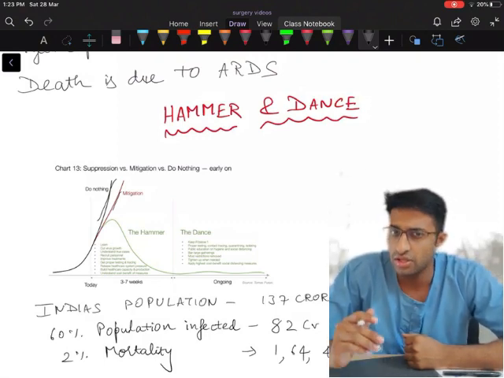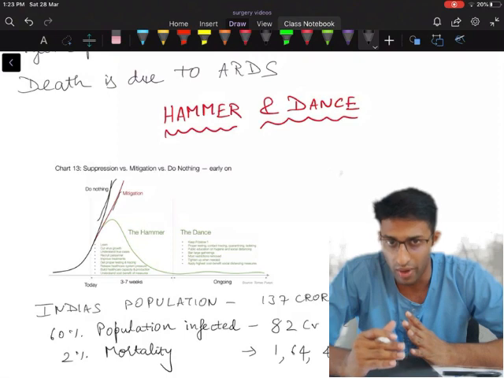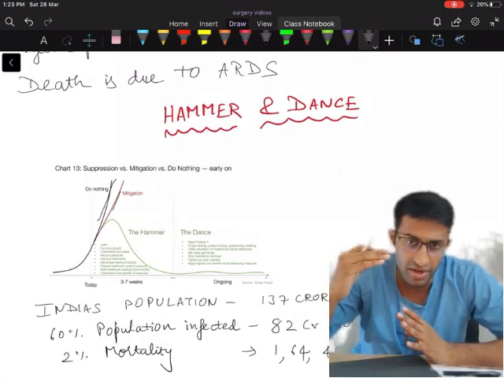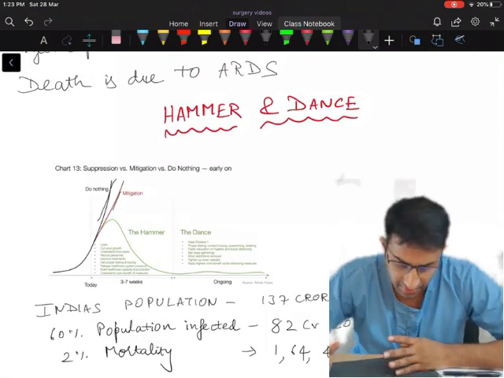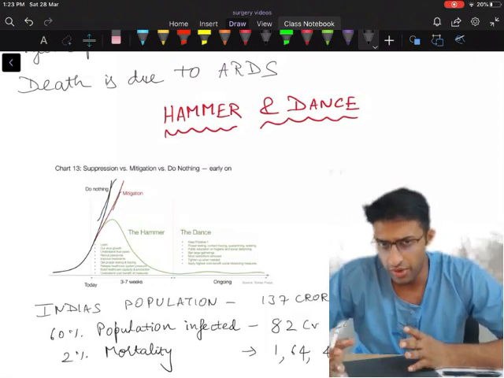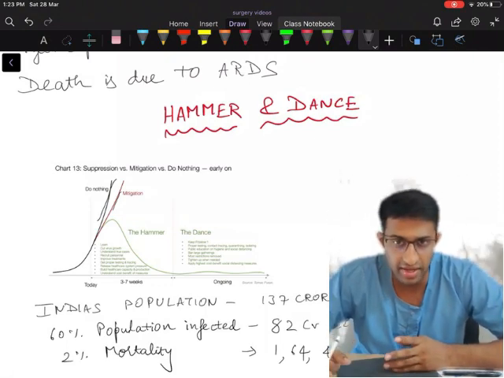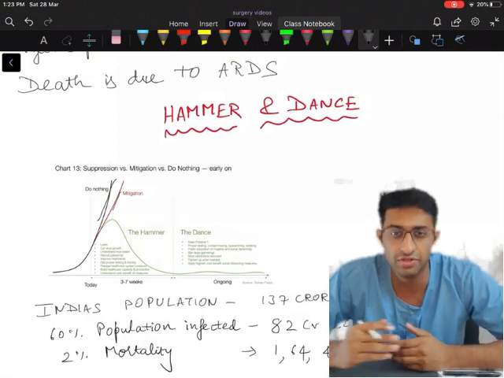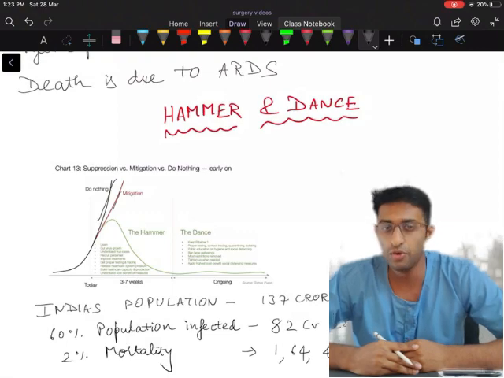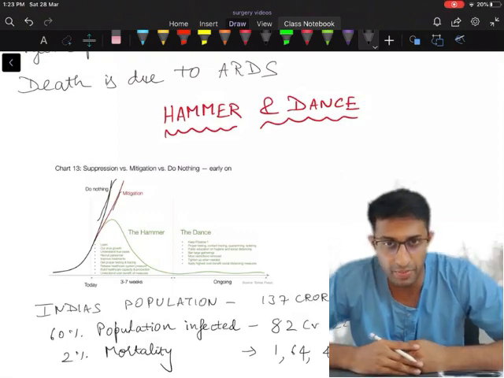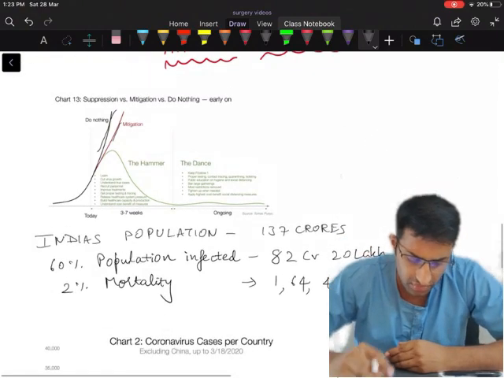In the dance phase, the reproductive number should be below 1. I explained what the reproductive number is, and it has to be less than 1 to enter the dance phase. So after this 21-day lockdown, can we celebrate? Can we move on to our normal life? The answer is definitely no. You need to take precautions. You need to wear a mask. You need to sanitize your hands. All the safety precautions have to be followed.